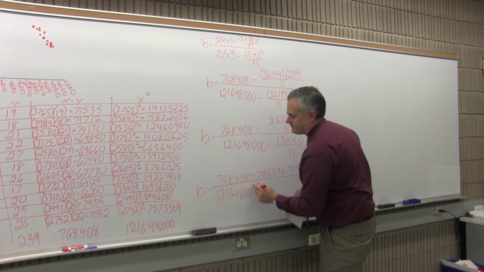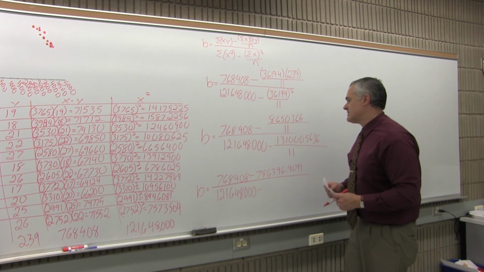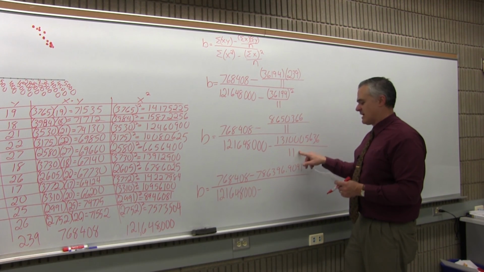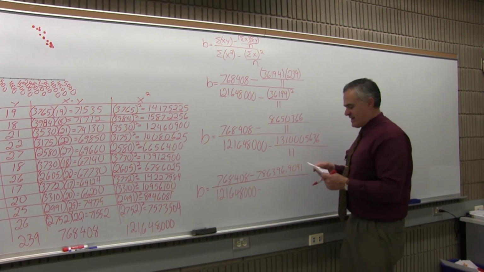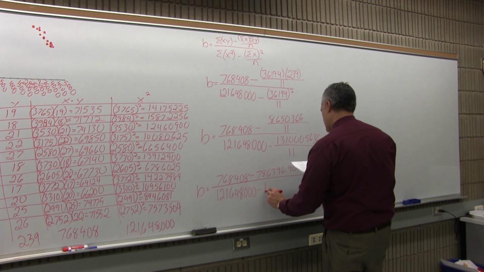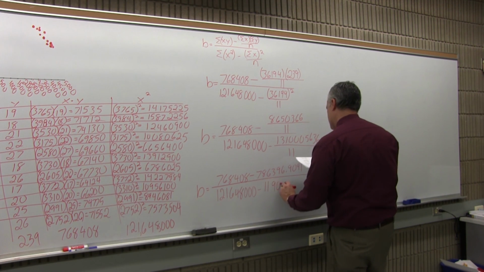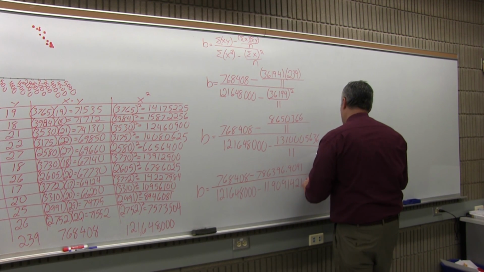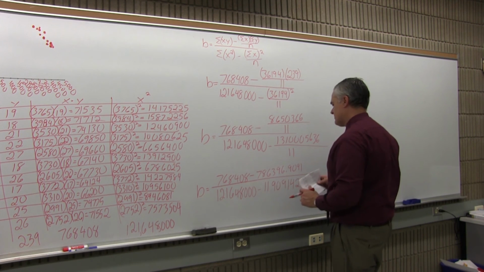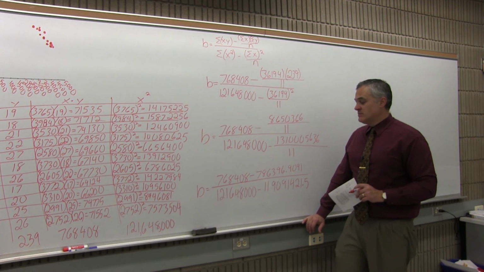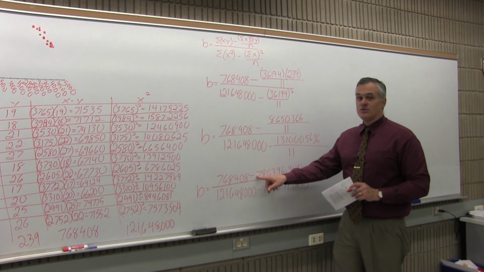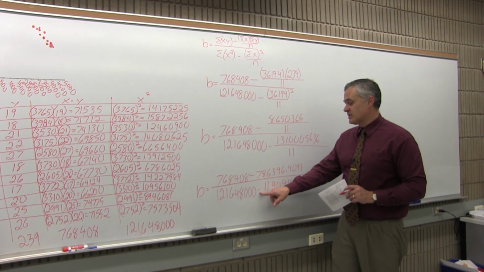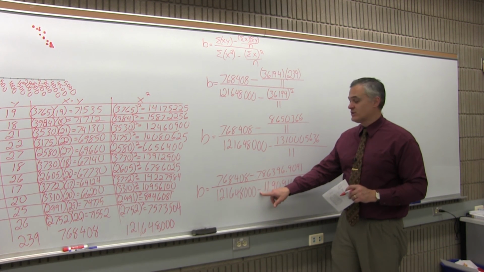121,648,000 minus. So this big 131,000,5636 divided by 11. The result of that is 119,091,421.5. So now, all I have to do to finish B is do the subtraction in the top, do the subtraction in the denominator, and actually do the division.